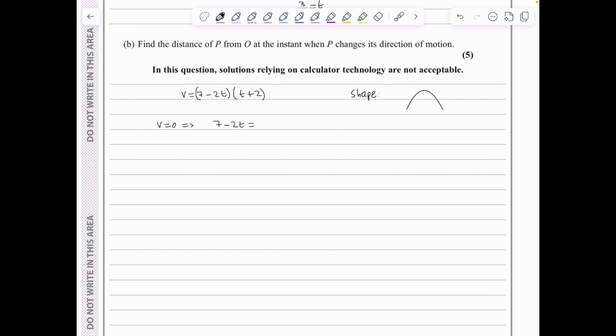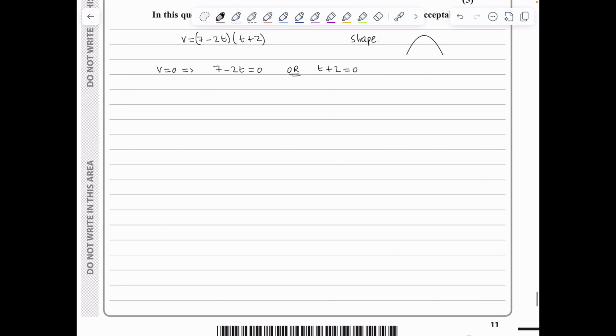I will start by setting v to be 0, so if v is 0, we are looking at 7 minus 2t being equal to 0, or alternatively we've got that t plus 2 is equal to 0, and therefore we've got 7 being equal to 2t, which means 7 over 2 is the first value of t at which v is 0, or alternatively we'll get that t is negative 2. So we can now proceed into sketching v against t.